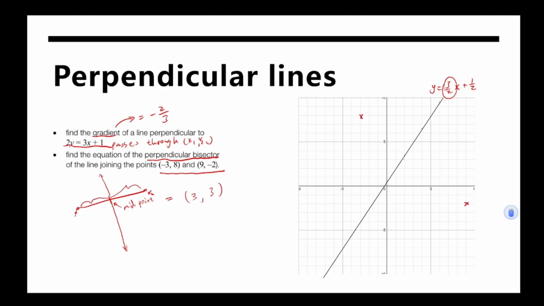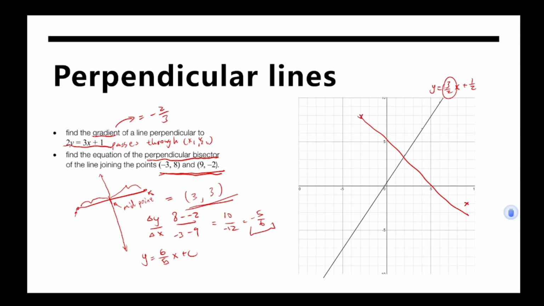And we want a line perpendicular here. So we first have to know the gradient of the line passing through the two points. Changing y over changing x. So we get 8 minus -2 over -3 minus 9, which is 10 over -12, which is -5 over 6. Now we have the point it passes through and the gradient, so we can calculate the perpendicular bisector equation. The gradient of a perpendicular line is the negative reciprocal, so we have y equals 6 over 5x plus c.